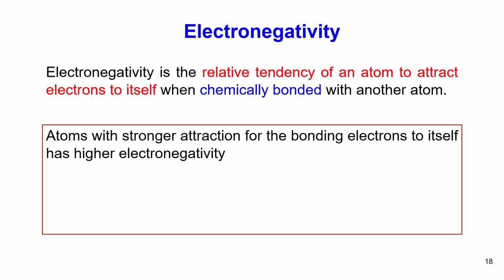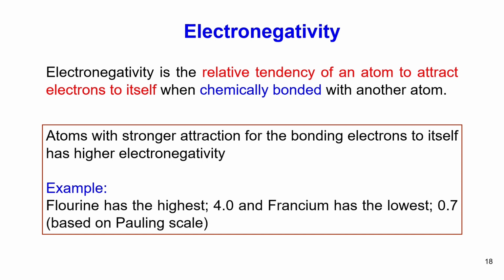Atom with stronger attraction for the bonding electrons to itself has higher electronegativity. Okay, the example di sini fluorine. Fluorine dia mempunyai nilai electronegativity yang paling tinggi iaitu 4.0. And francium has the lowest electronegativity. So this is based on Pauling scale, berdasarkan skala Pauling.